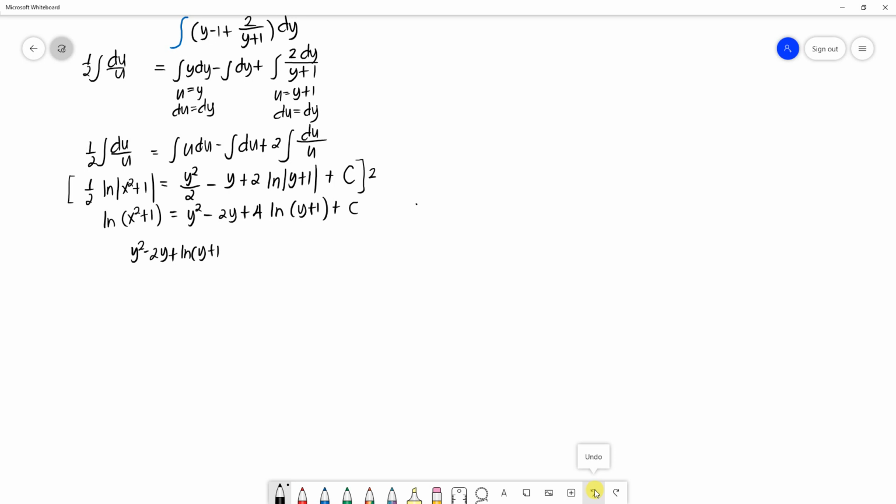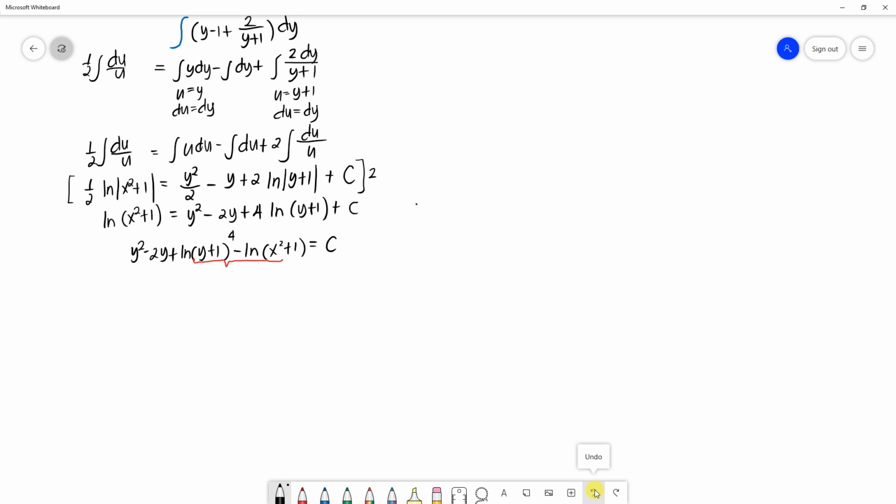And this I'll move to the other side: minus ln of x squared plus 1 equals c. You might wonder, sir, why is c still positive when I moved it? Regardless, positive or negative, it doesn't matter. C is c. Okay, then we're going to apply the law of logarithm for these two.